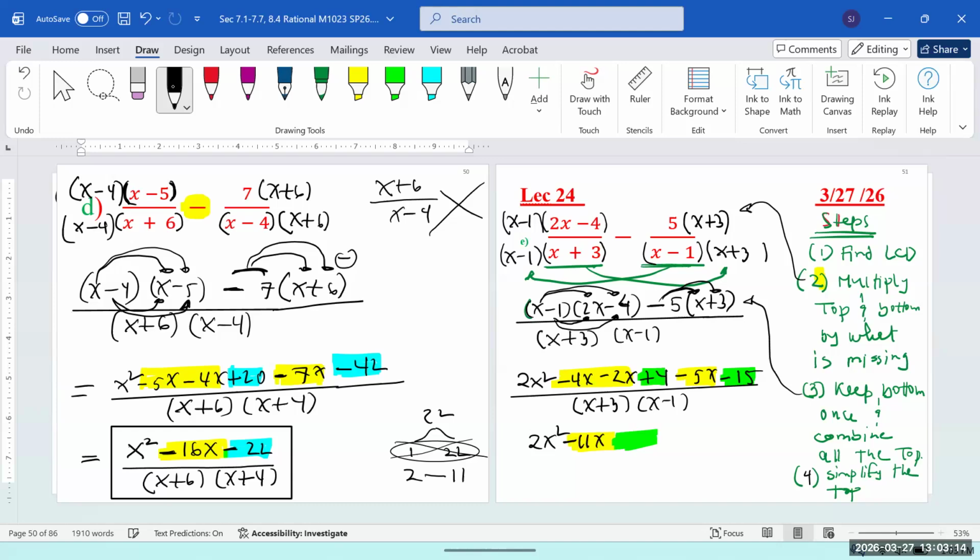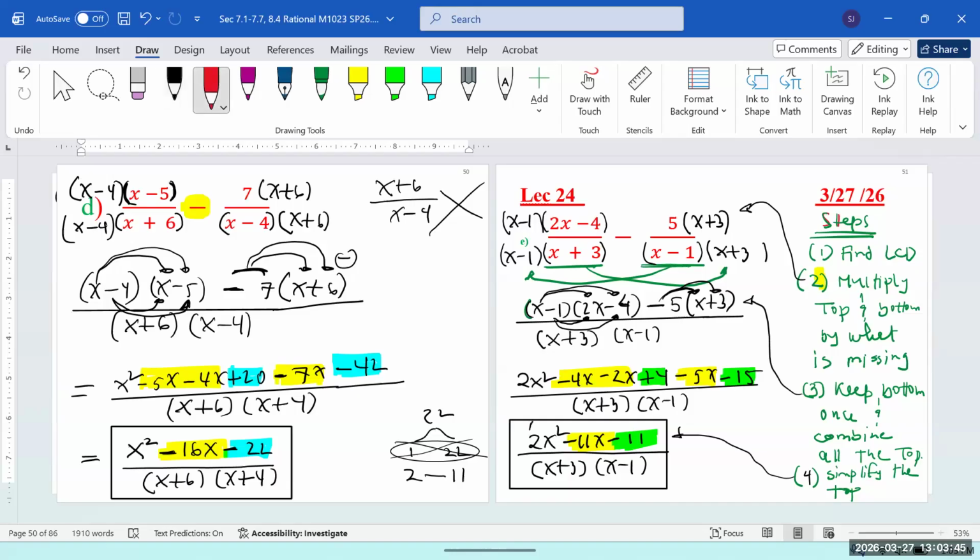Good. And if you combine all the green numbers, plus 4 minus 15, negative 11. And we keep our denominator, x plus 3, x minus 1. So we simplified the numerator. And then we have to check whether it's factorable or not. This time it's not factorable.